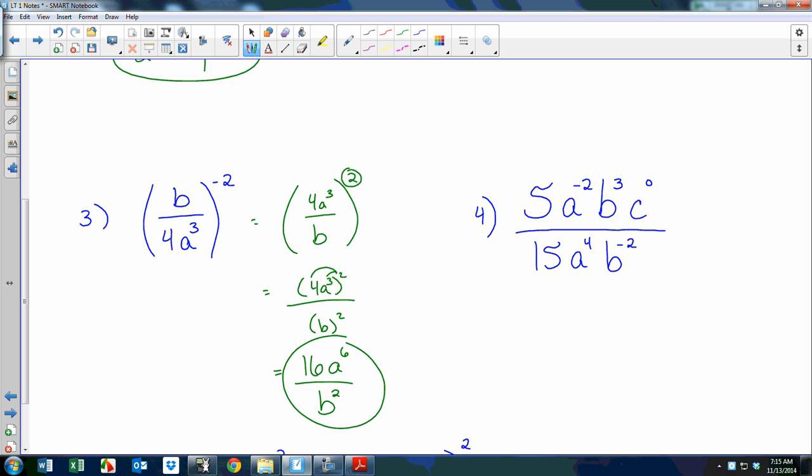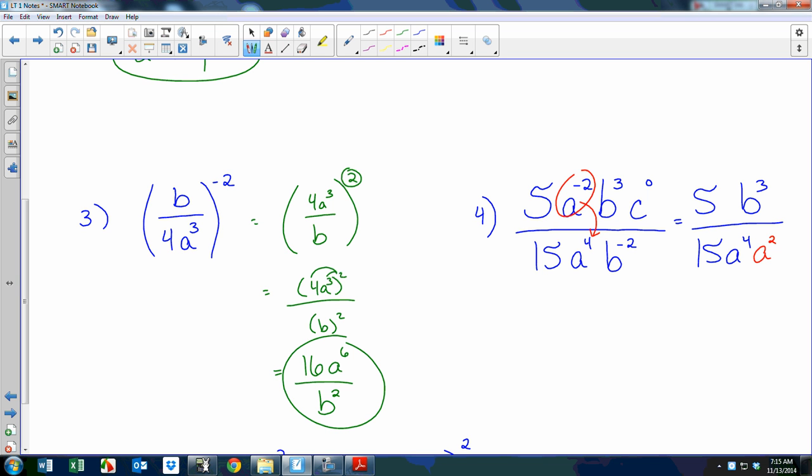All right, number 4. First thing I like to do on a problem that has negative exponents is move any of the negative exponents from the bottom of the fraction to the top, or vice versa. So I'm going to take this a to the negative 2 and move it to the denominator, and it will join the 4 a's that were already there. So now there's going to be 6 a's in the denominator.